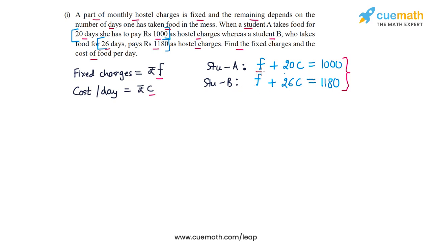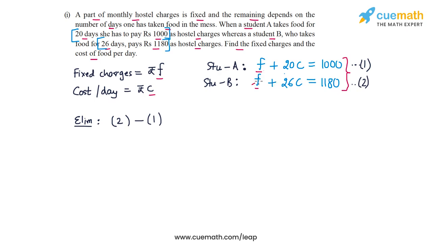Because the coefficients of F are equal in the two equations, let's use elimination to solve this pair of equations. Let's call the first equation 1 and the second equation 2, and let's do 2 minus 1. So we subtract the first equation from the second equation.